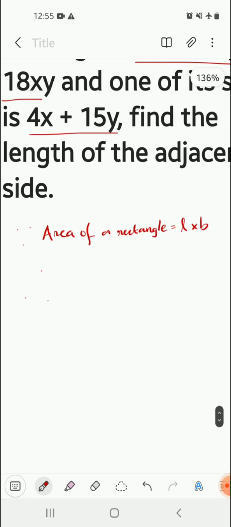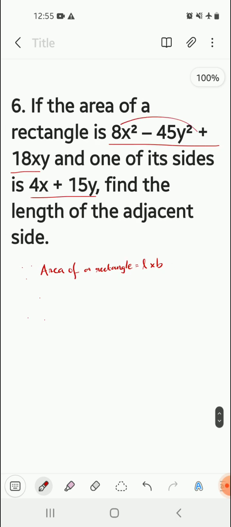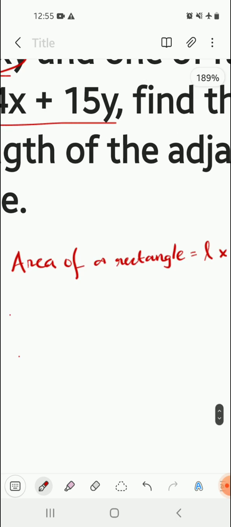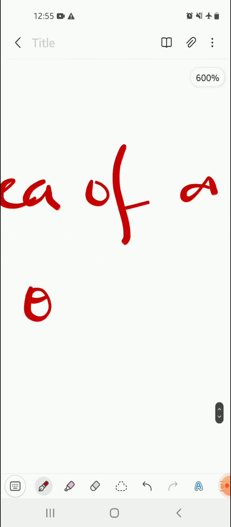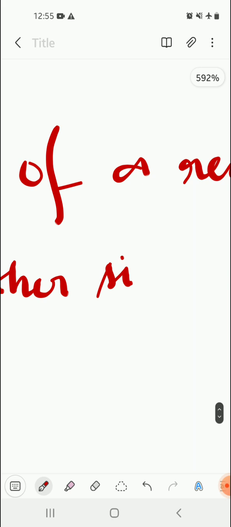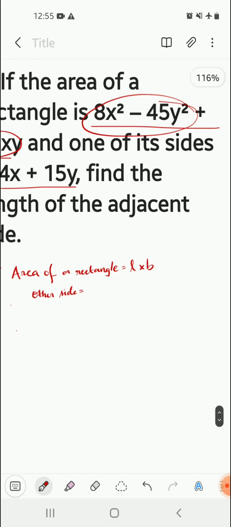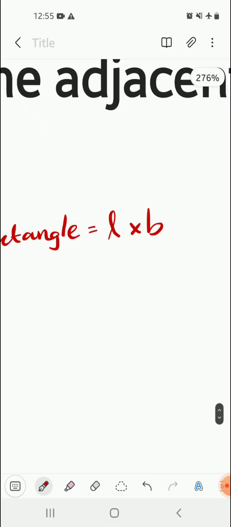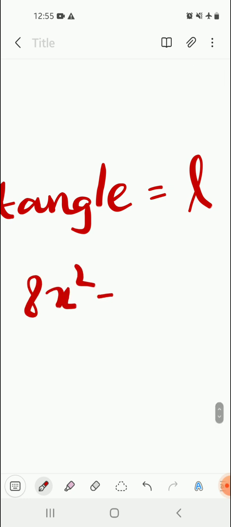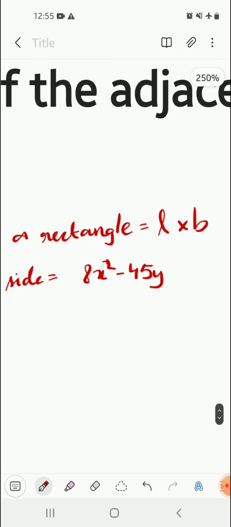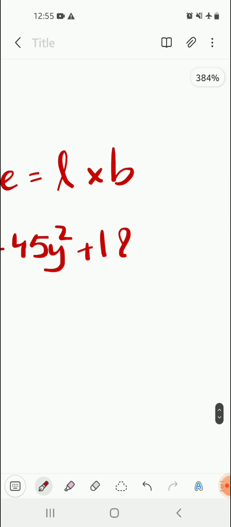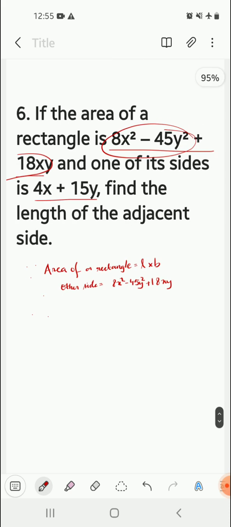So therefore, for finding out the other side, we are going to divide the area with the given side. So we are going to write basically the other side would be equal to 8x square minus 45y square plus 18xy, divided by 4x plus 15y.